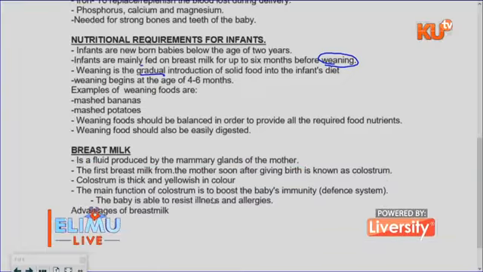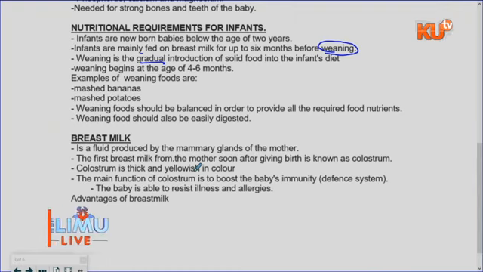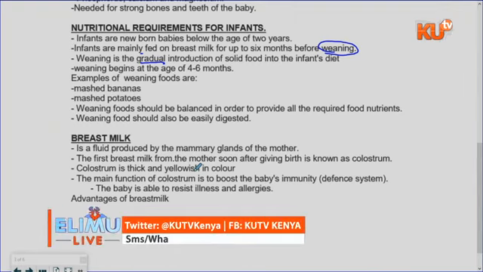Now, these infants, they have got something called breast milk they take a lot. So breast milk is a fluid produced by the mammary glands of the mother. The fluid produced by the mammary glands. All mammals have mammary glands. So this fluid that comes out of the nipple is what we call breast milk. The first breast milk from the mother soon after giving birth is known as colostrum.